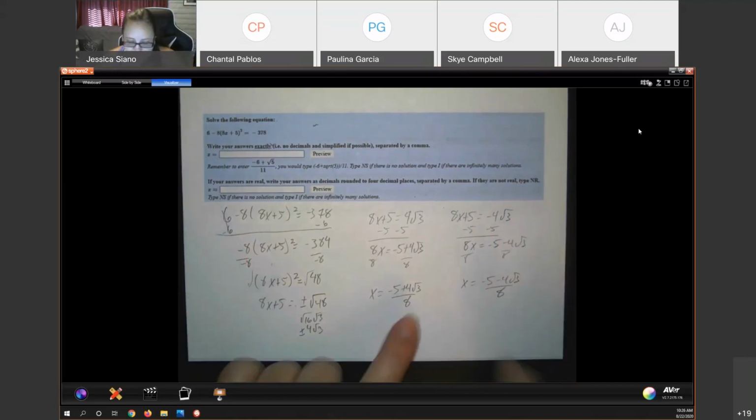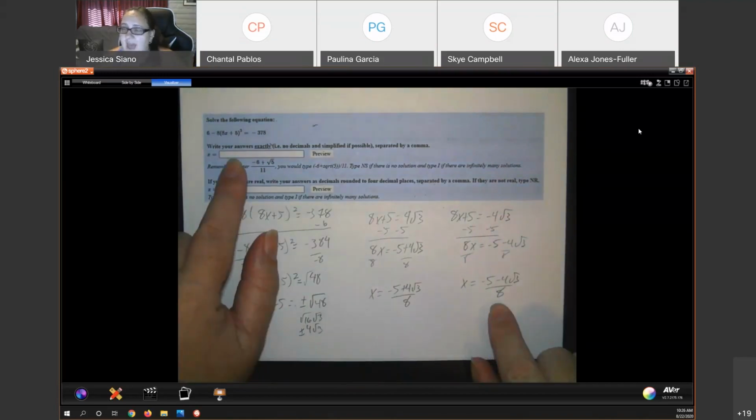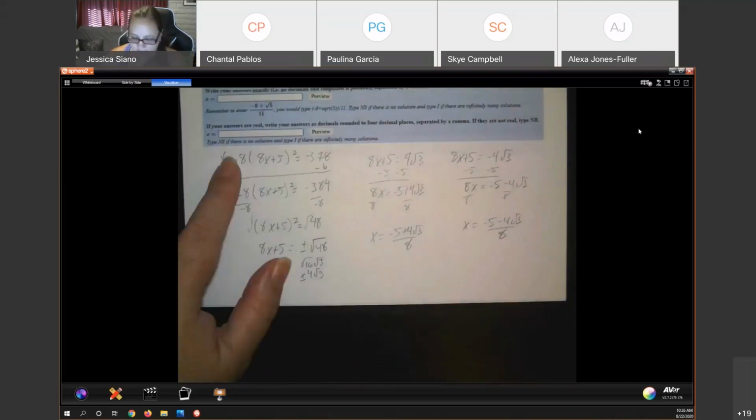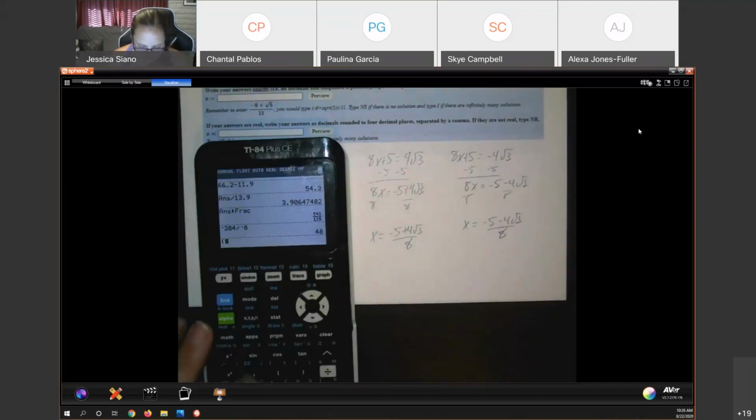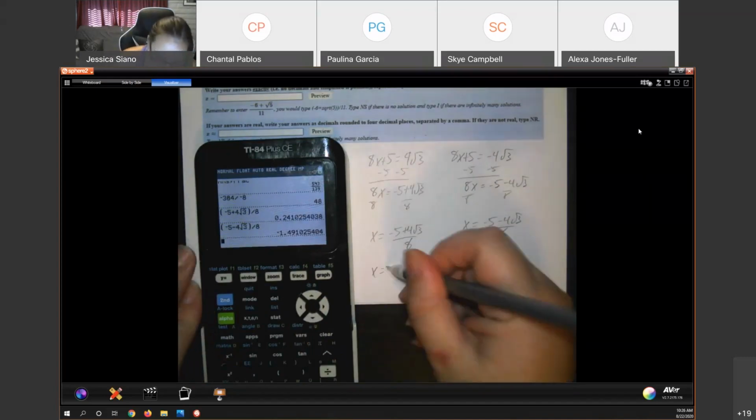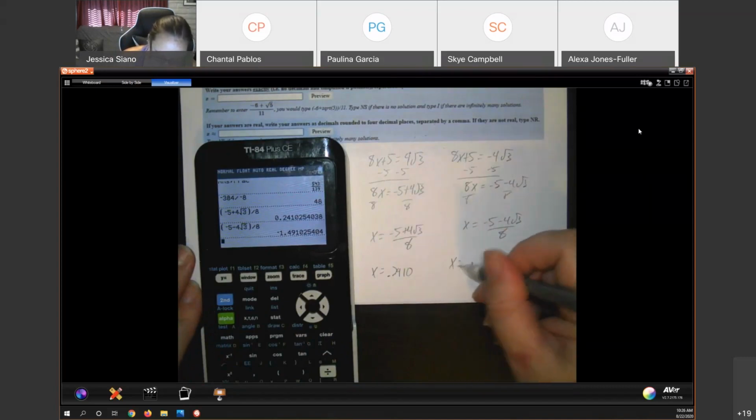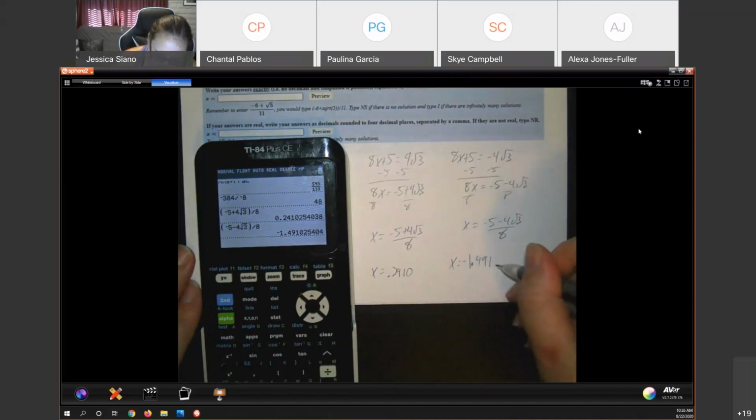Okay, so you're going to put these two with a comma in between them over here, and it has the fraction creator, so you're going to put them in exactly like they look here. And then for your approximations, you're going to put these in the calculator. So -5 plus 4 rad 3 divided by 8, and -5 minus 4 rad 3 divided by 8. So this is 0.2410 and -1.491.